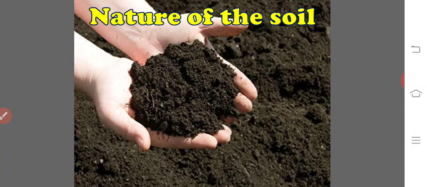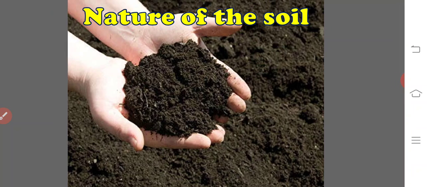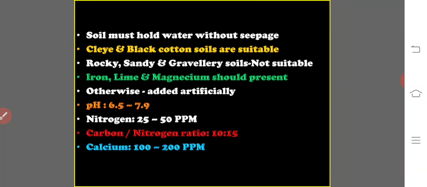So here, apart from the fish culture, whenever we are going for fish culture, we have to take certain precautions while selecting the soil for the construction of the pond, where we have to construct the pond, and what water resources we have to check. Okay, first see the nature of the soil.